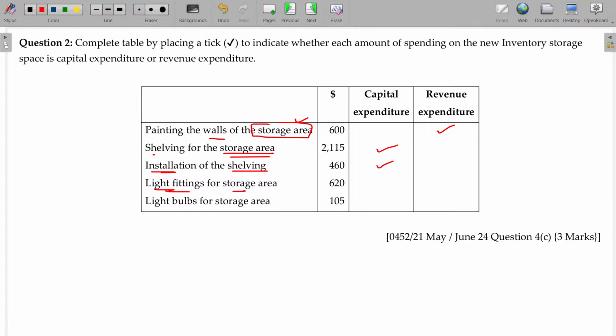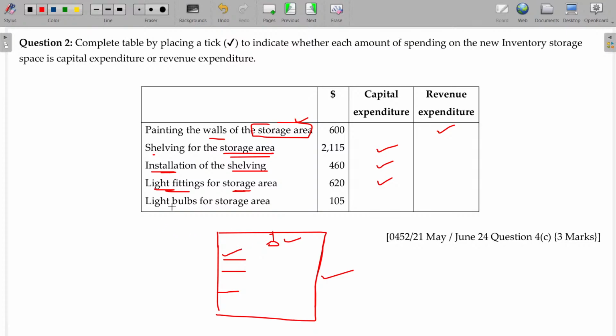Light fittings for storage area. Light fittings, capital expenditure. So you are constructing a storeroom where you have lots of shelves and the lights installed. After getting all this set, the storage becomes your asset. So the construction, lighting for the first time and shelves, all these things are related to capital expenditure only.